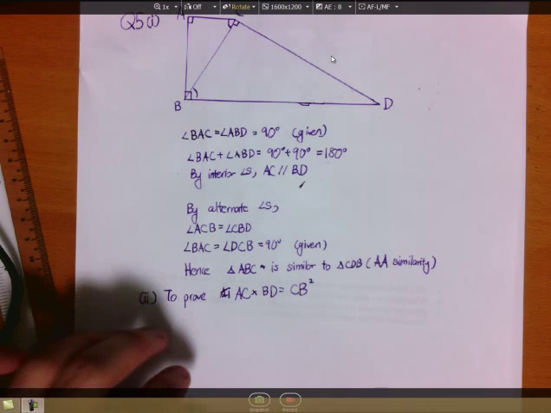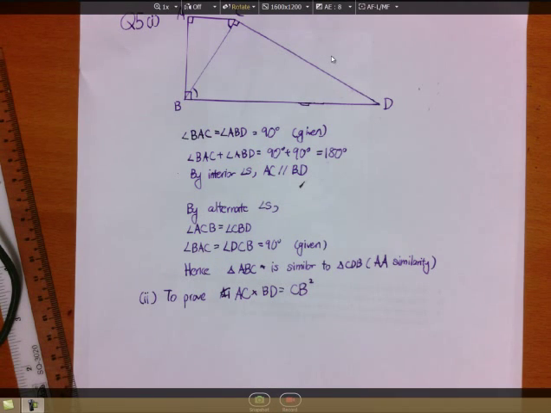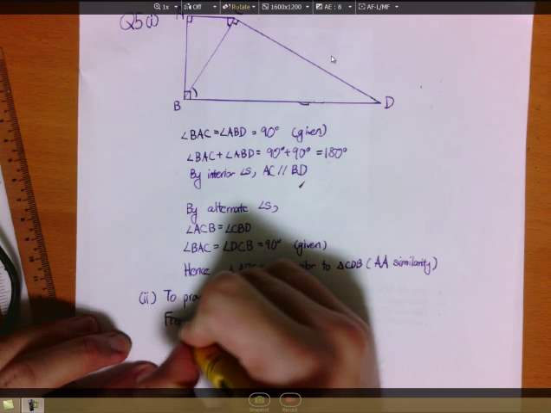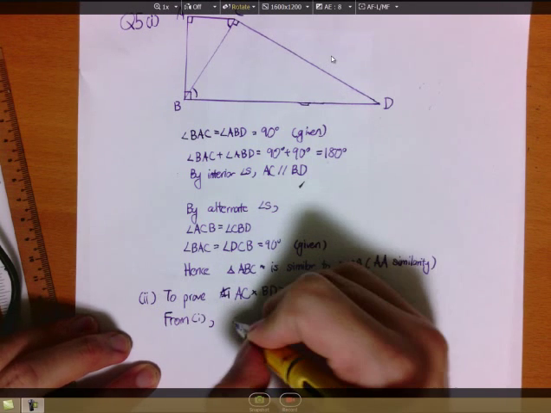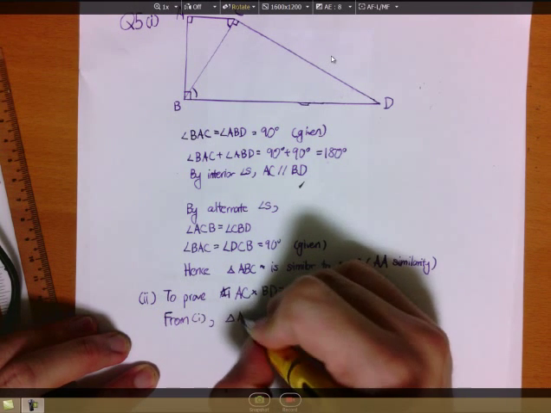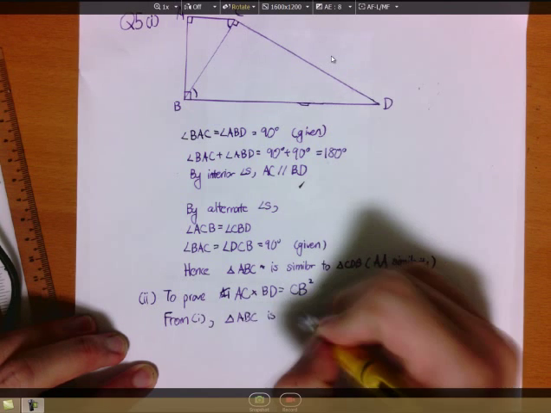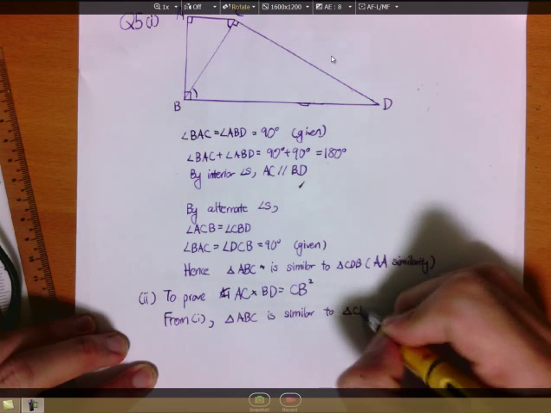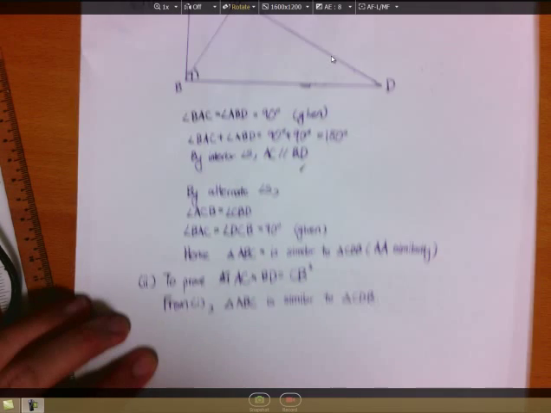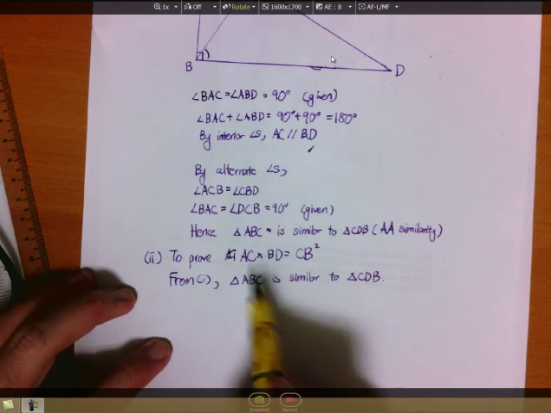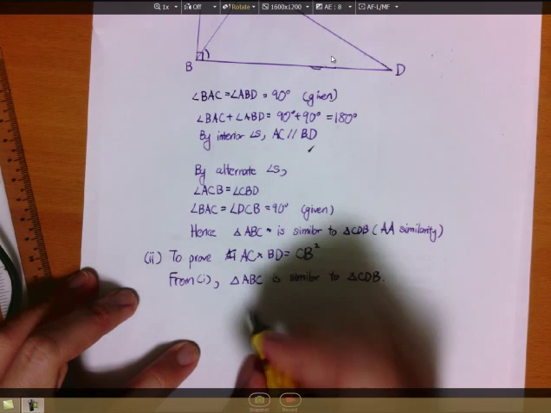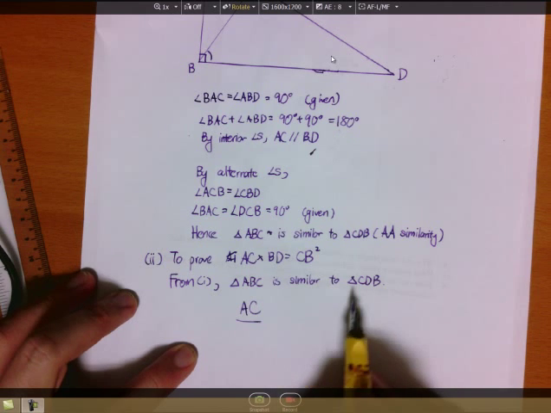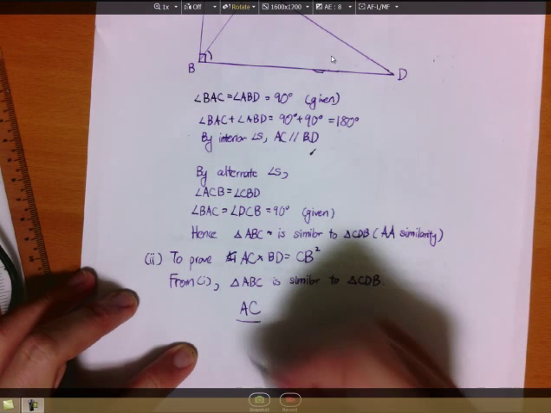So if you notice here, I have to use AC, I have to use BD, I have to use CB twice. Then if I think about it, what I can do is use the result from part 1. So I say from part 1, triangle ABC is similar to triangle CDB. Then I think, I will probably need AC. So I look at this triangle, so I take AC, first and third vertex. Then it will be over CB.